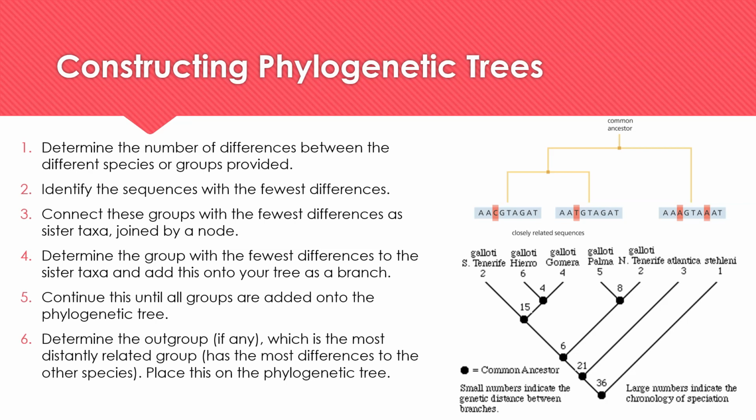Once you've made that group, you're going to find the next group that has the next fewest differences, join them with a node. Again, find the next one with the fewest differences and add that to the tree as a branch. And you're going to continue that until all the groups are added onto this phylogenetic tree. If there's an outgroup, add that. What's the most distantly related one? Place that on the tree.